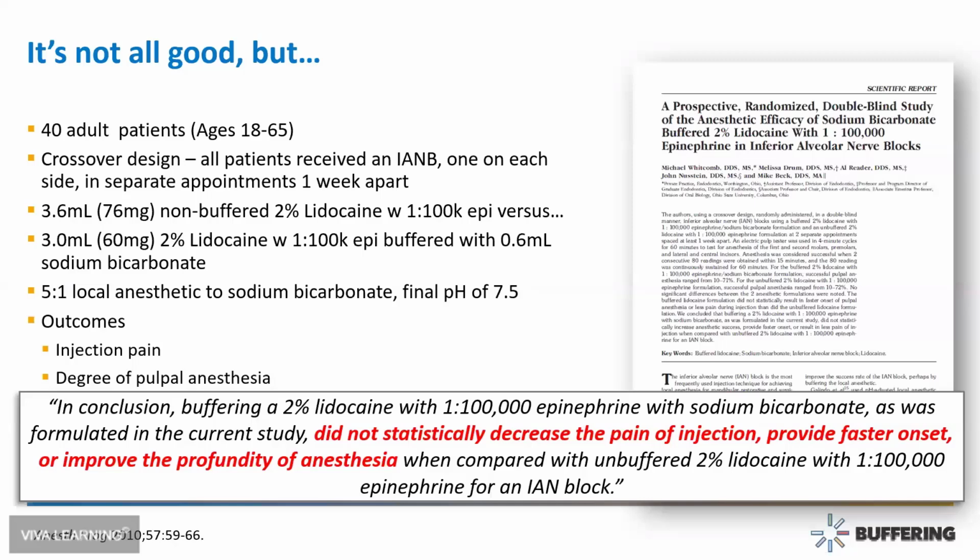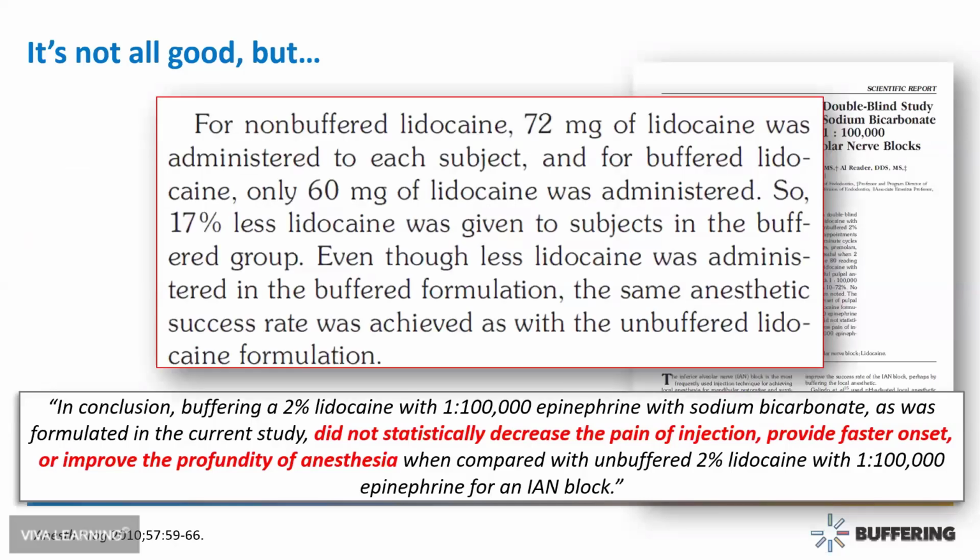But in the article itself, they actually say this. For non-buffered lidocaine, 72 milligrams of lidocaine was administered. And for buffered lidocaine, only 60 milligrams was administered. So that's 17% less of the lidocaine itself. Even though less lidocaine was administered in the buffered formulation, the same anesthetic success rate was achieved as the unbuffered lidocaine. So it kind of shows you that even when less lidocaine is used, but it's buffered, you get the same results as if you had not buffered it. Right? So you almost supercharge that smaller amount of local anesthesia.